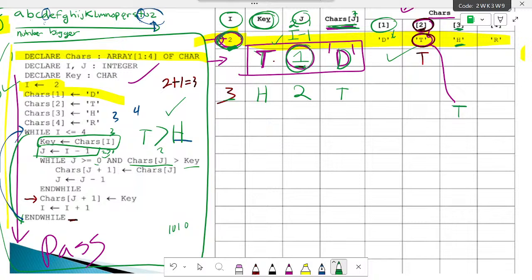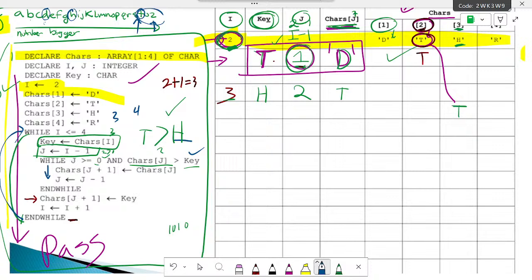How do you know that T is greater than H? We have to look at the alphabet. T is more to the right. Is it after H? Yes, this is bigger than this because in ASCII code it's right? So this is true. If this is true, what do I do there, Wendy? If the loop is true, what do I need to do? Char J plus 1. Yeah, 你需要做那个 code inside the loop.